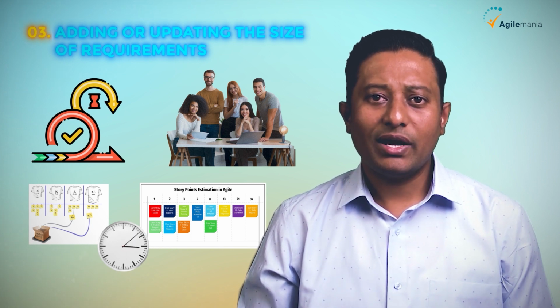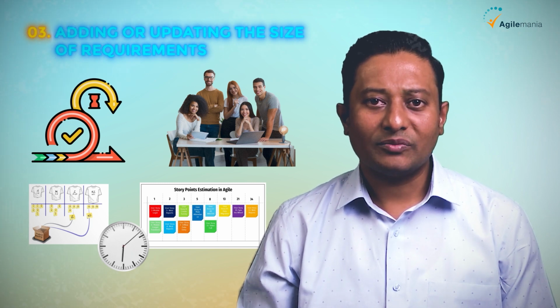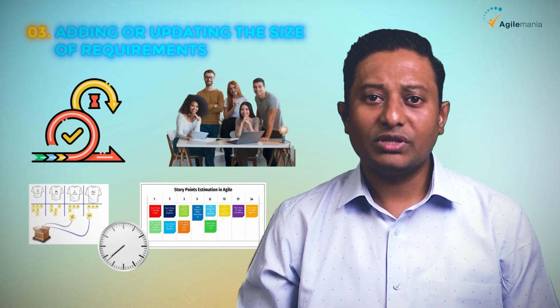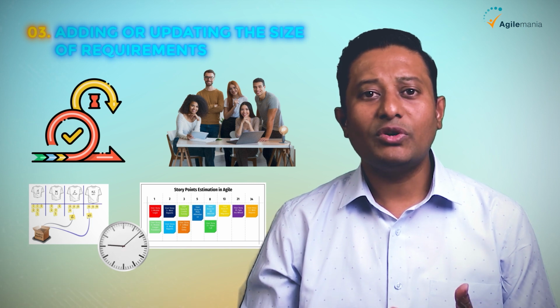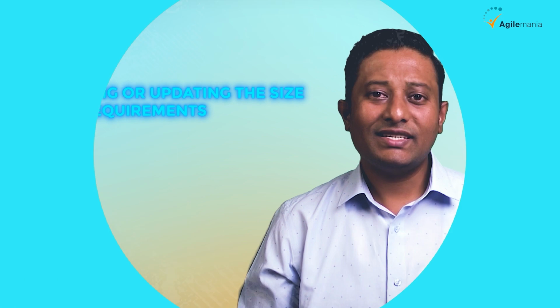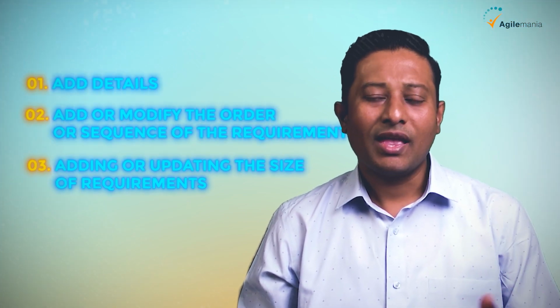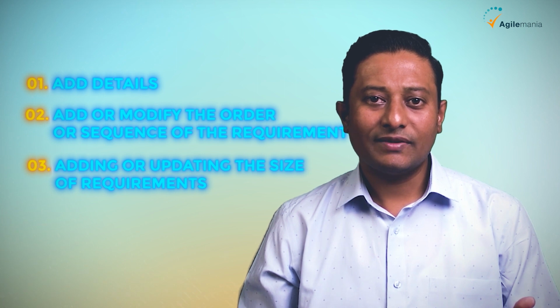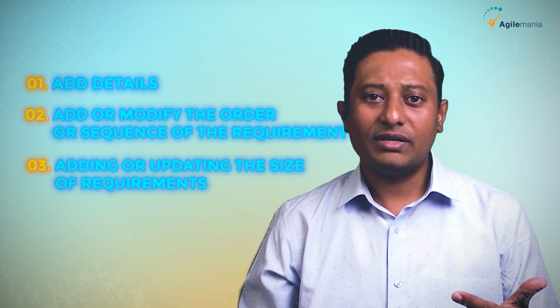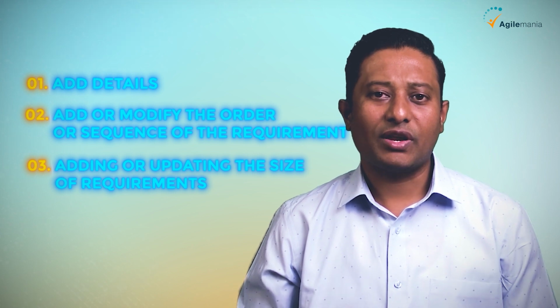All Scrum requires is that we need to have some estimate on the requirements so that it can be used in future to make a forecast of how much work can be done within the next sprint. And that's it. These are the three steps that we do in our product backlog refinement. Number one, add details, number two, add or modify the order, and number three, add or update the size or estimate of your requirements.